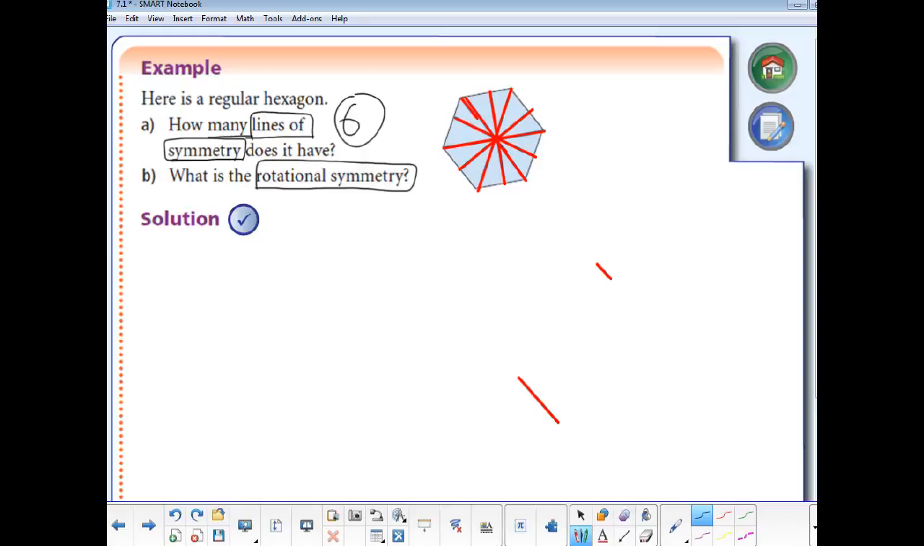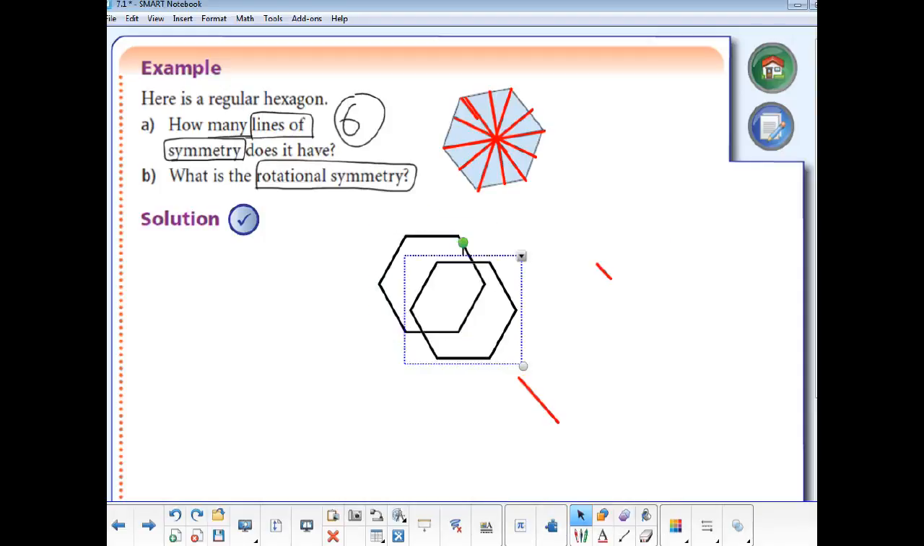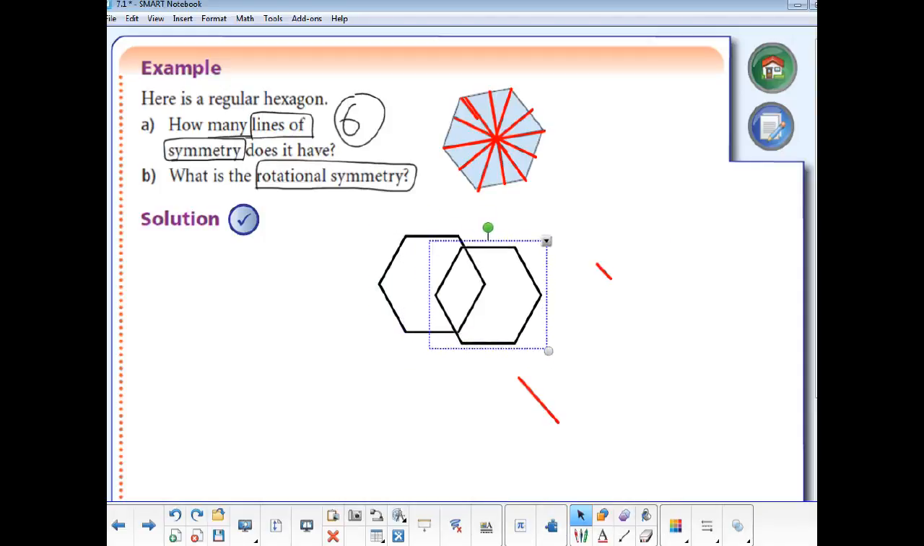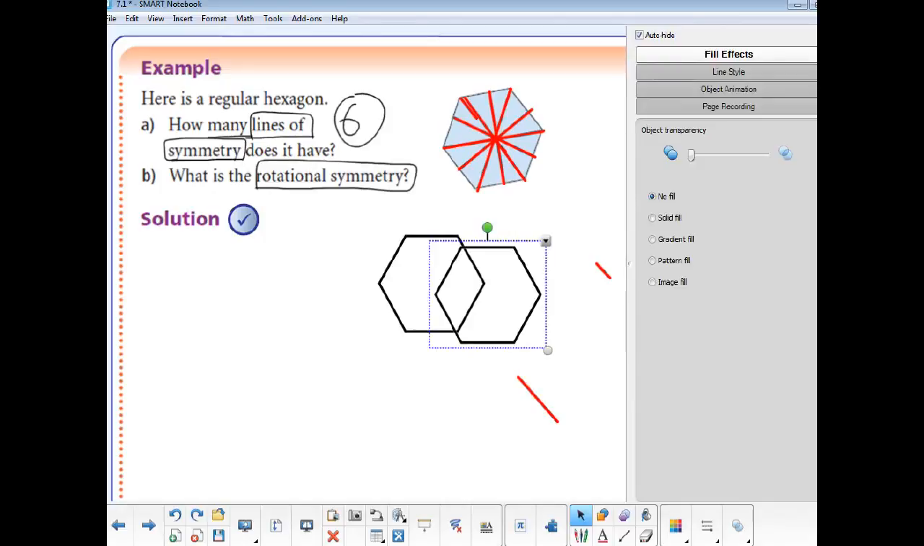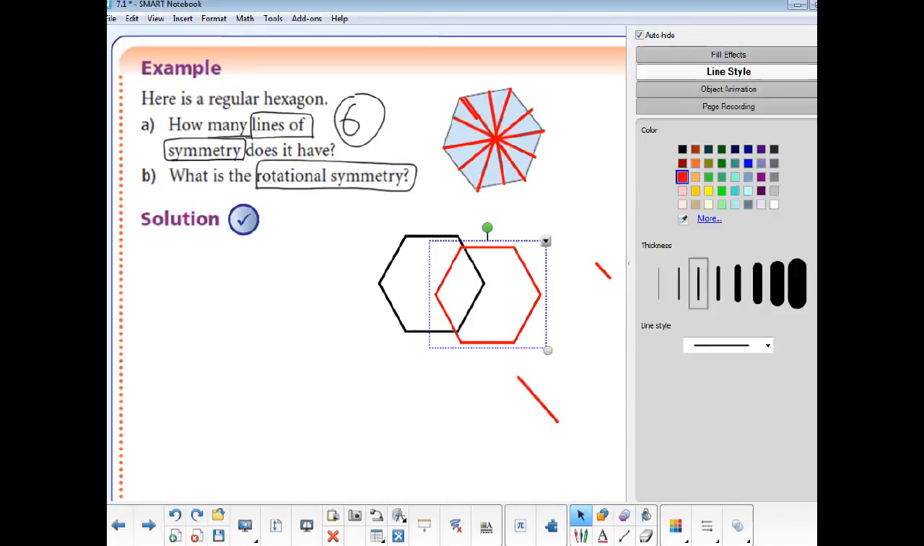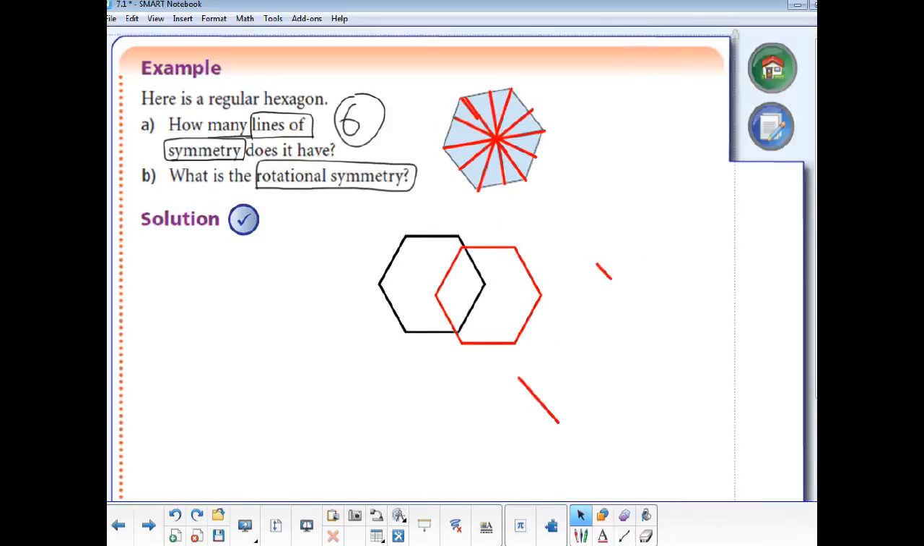What about rotational symmetry? That's if we clear off this page. Let's get a hexagon up here, a regular hexagon. And here's our regular hexagon. And we're going to ask, well, how can we rotate that? How many times can we rotate it so it lands upon itself? So let's first of all change the colors so we can identify this one. So the starting point, here we are.